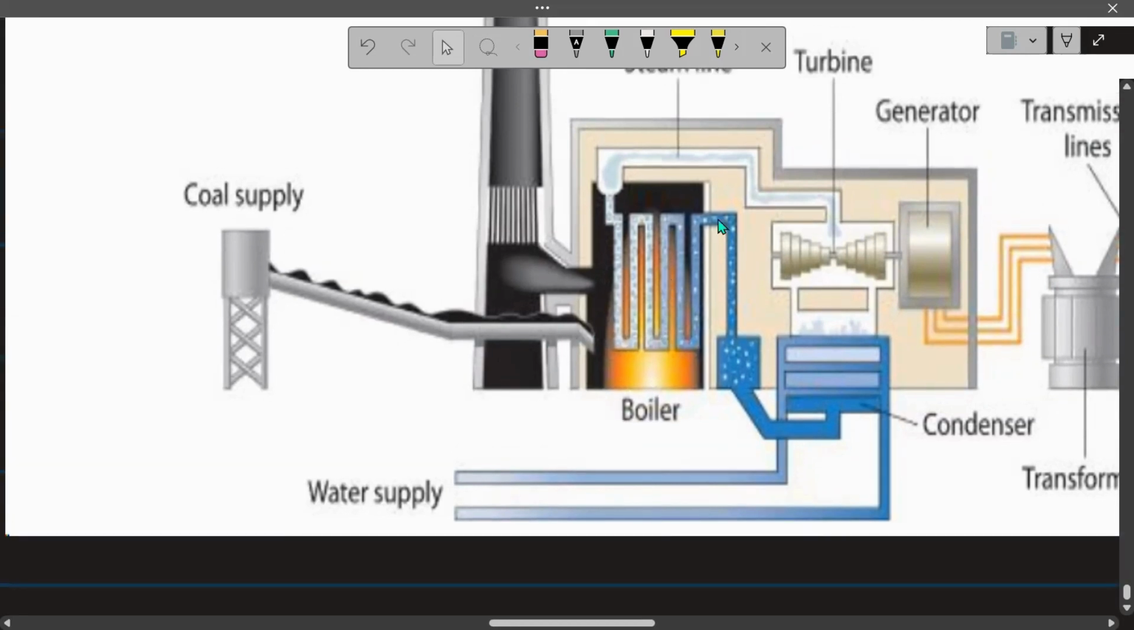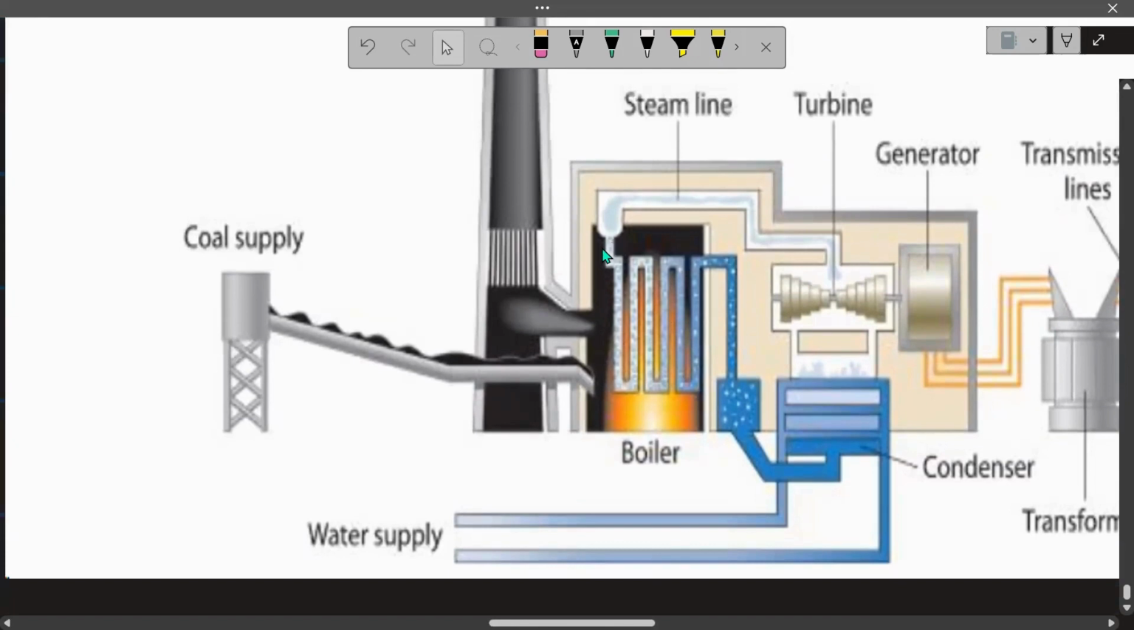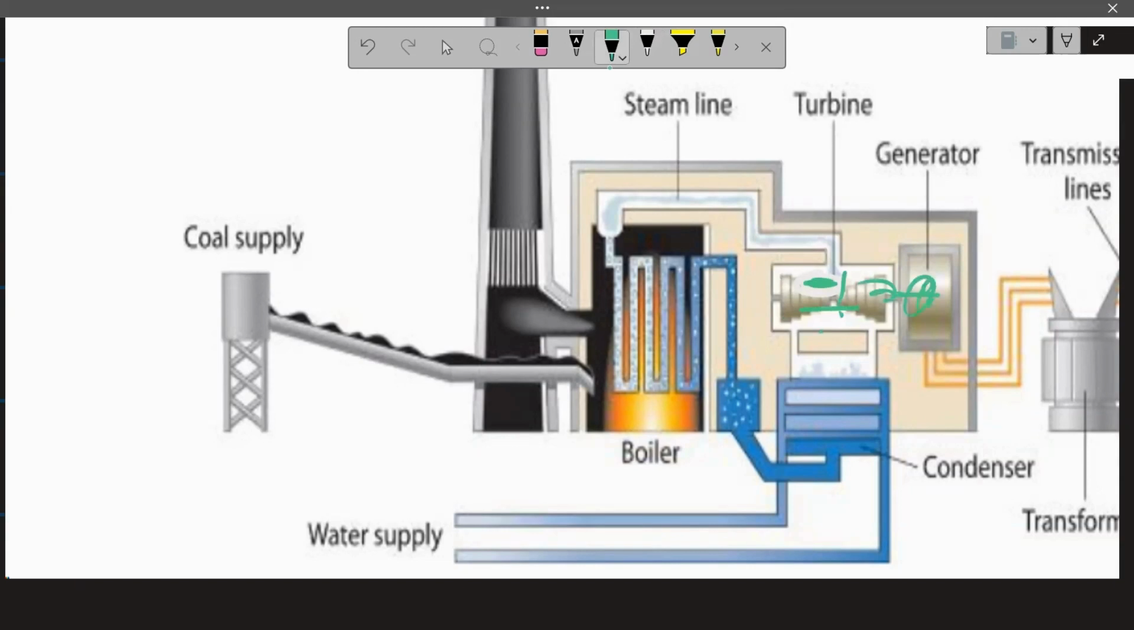That steam goes into the turbine, because when it is converted into steam, it has the property of kinetic energy. Due to that kinetic energy, it makes the turbine move. After the turbine moves, the generator starts making electricity and provides it to the transmission lines.